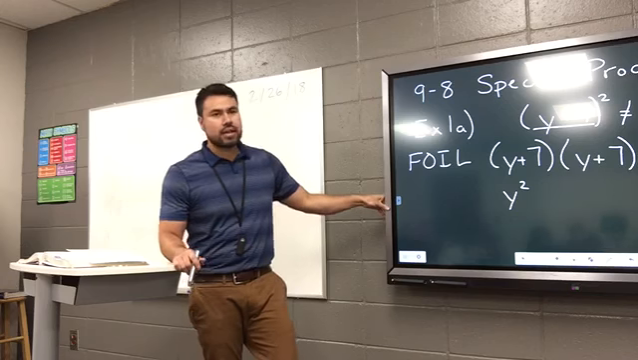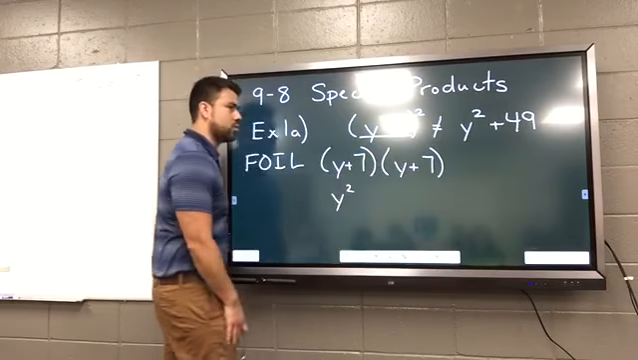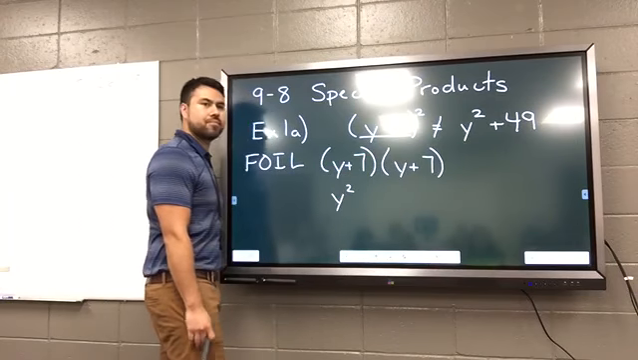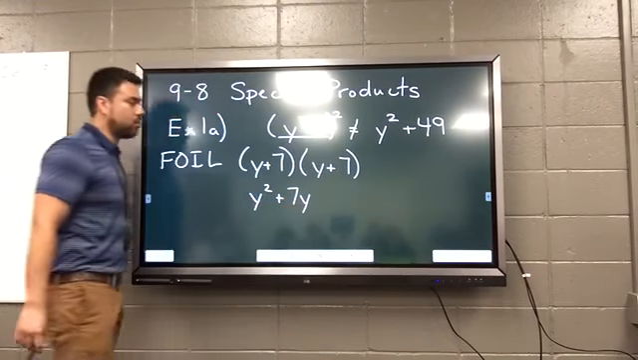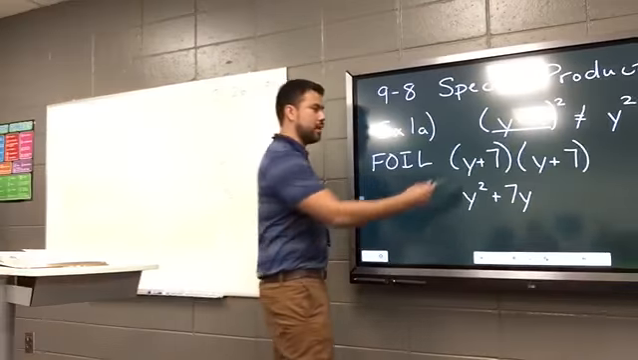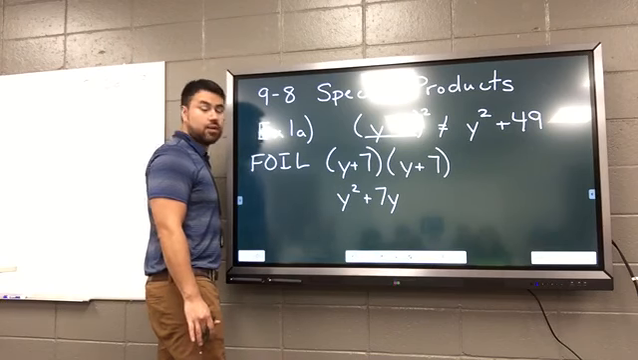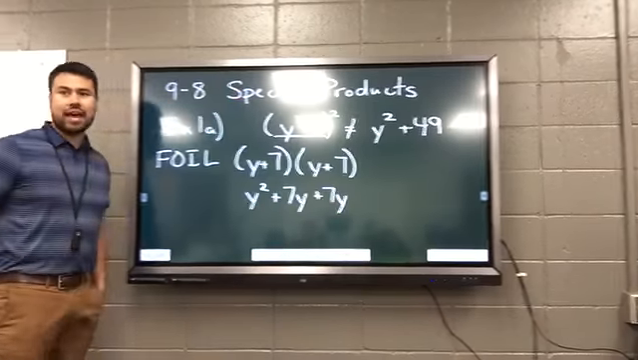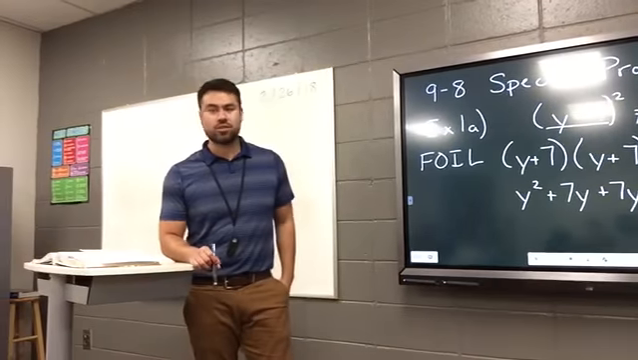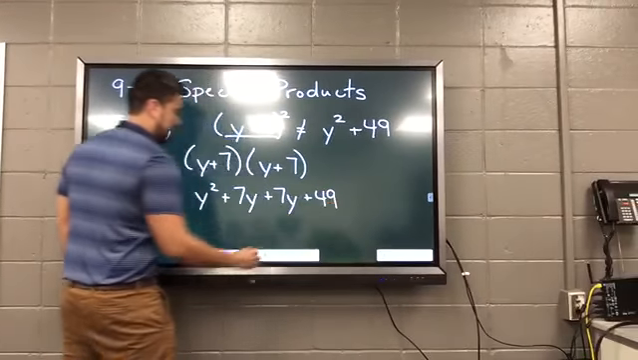Brian, what are the outside terms of these two binomials? What is O? y and 7. So it's y times 7? 7y. Okay, Emery, what are the inside terms of these binomials? 7 and y. What's 7 times y? 7y. And then what are the last terms, Turner, of these binomials? 7 times 7 equals 49.